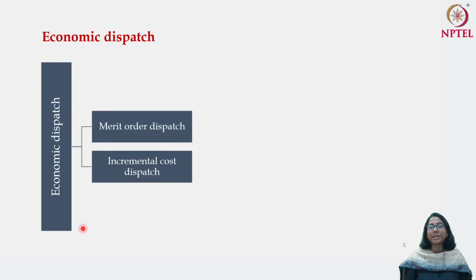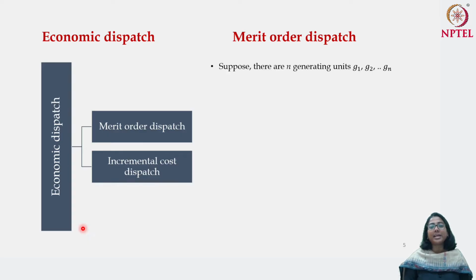Majorly there are two types of dispatching discussed in the context of energy economics or the economics of the electricity sector. One is called the merit order dispatch and the other is called the incremental cost dispatch. You can also think about it as the marginal cost dispatch. Incremental cost and marginal cost can be used interchangeably at a conceptual level, although it is called the incremental cost dispatch. Let us first have a look at the functioning of the merit order dispatch. What does it do? Suppose there are n generating units in a power plant, which we are denoting by G1, G2 up to Gn.